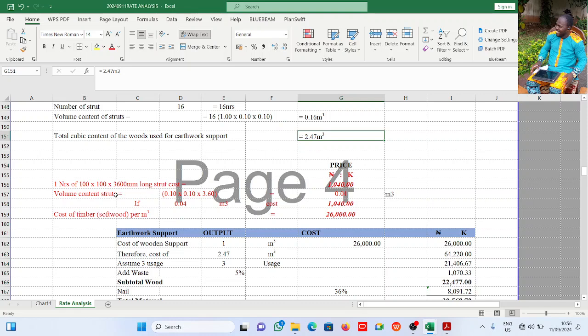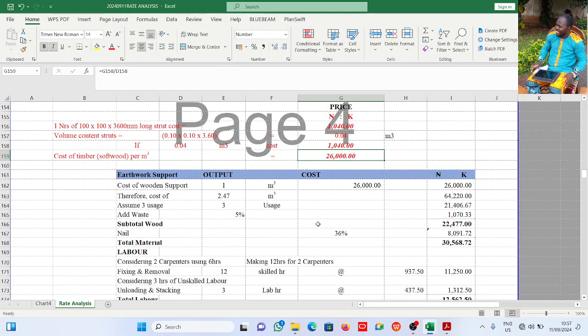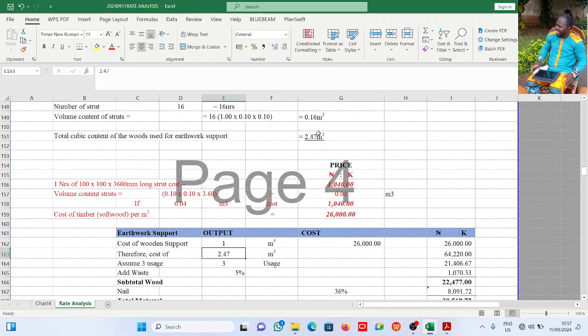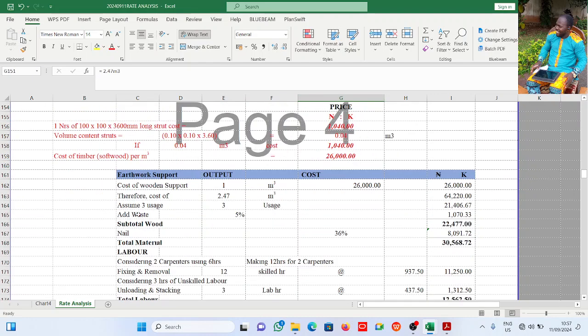Also one number of 100 by 100 by 3.6 is the length. We have it to be this. Now the volume content also is that. So by the time I multiply, this is giving me 26,000 naira, which is what I'm going to use for my rate here. So cost of holding support, 1 cubic meter. Of course, we already know the cubic meter content. So for 2.47, having summed everything here, the cubic meter content is giving me this.